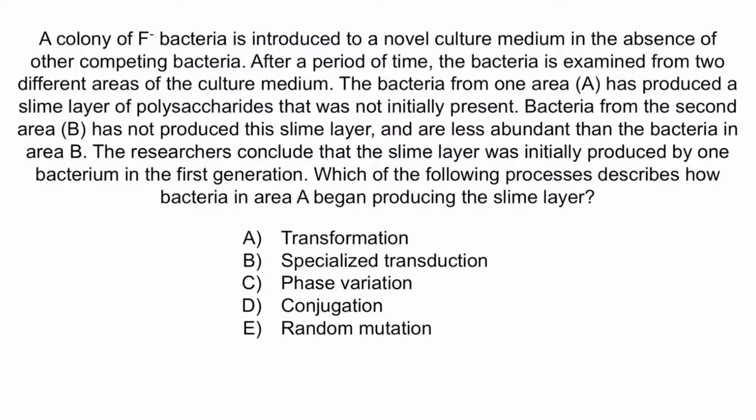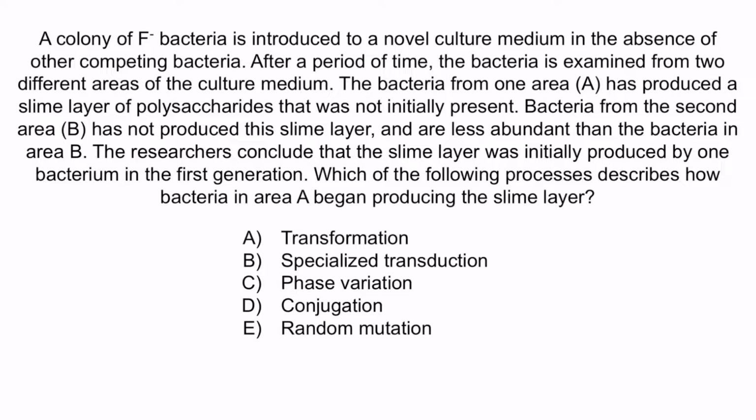A colony of F- bacteria is introduced to a novel culture medium in the absence of other competing bacteria. After a period of time, the bacteria is examined from 2 different areas of the culture medium. The bacteria from one area, A, has produced a slime layer of polysaccharides that was not initially present. Bacteria from the second area, B, has not produced this slime layer and are less abundant than the bacteria in area A. The researchers conclude that the slime layer was initially produced by one bacterium in the first generation. Which of the following processes describes how bacteria in area A began producing the slime layer? A, transformation, B, specialized transduction, C, phase variation, D, conjugation, or E, random mutation.